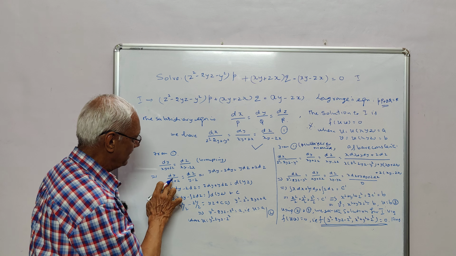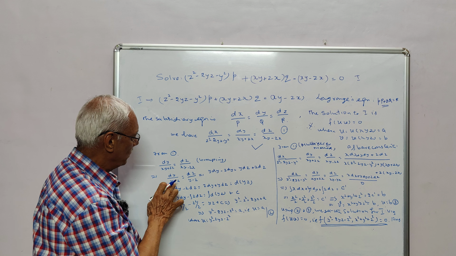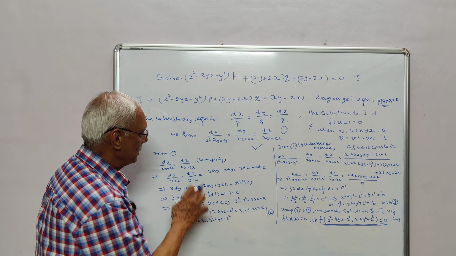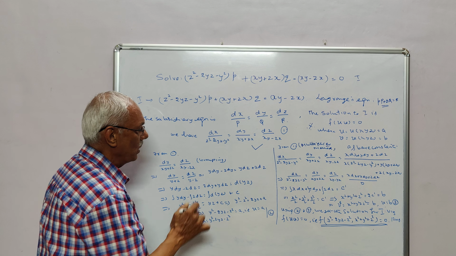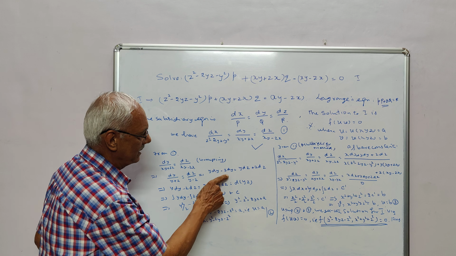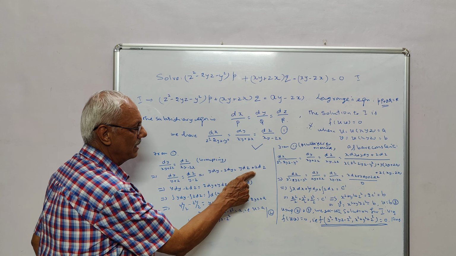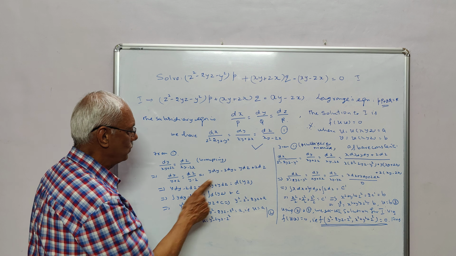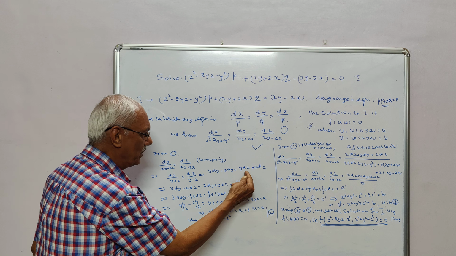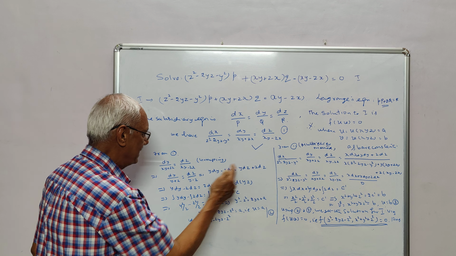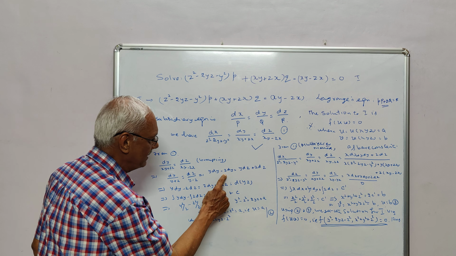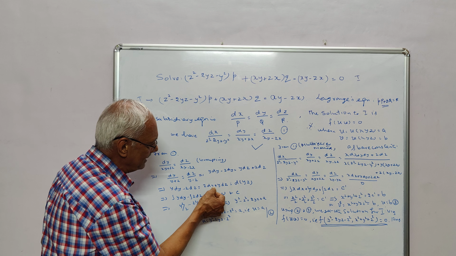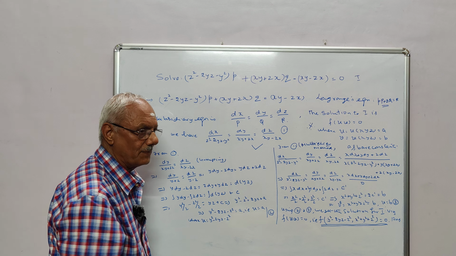So x will get cancelled, leaving you with dy by y plus z is equal to dz by y minus z. Do the cross multiplication, you will get y dy minus z dy is equal to y dz plus z dz. And from this, what I do is, y dy, bring this z dz to the left hand side and take this z dy to the right hand side. Now you will find that this is z dy plus y dz.